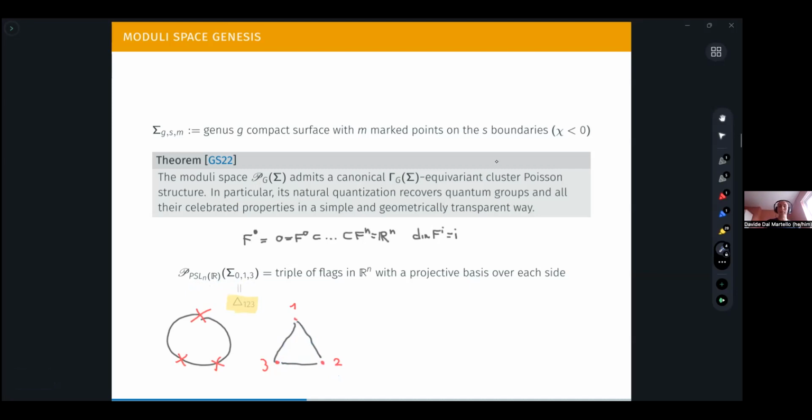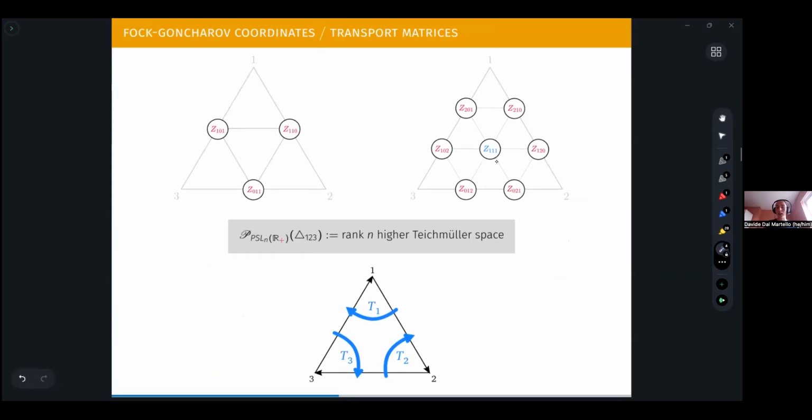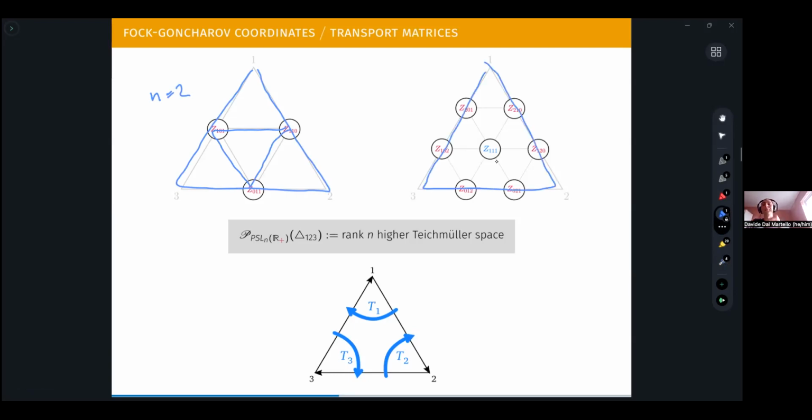Okay, now what I clearly care about is functions on top of this. So I want to coordinatize this space first and foremost. And this is done with the so-called Fock-Goncharov coordinates. And the recipe goes like this. You start with a triangle and you triangulate it. So this is the case of n equal 2. And I triangulated this with this, which is the case of n equal 3. I'm content with this because this is as much as I need for the construction of our representation.